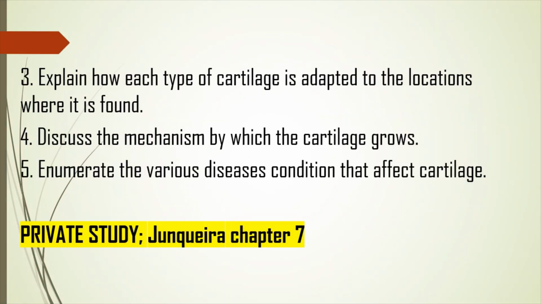connective tissue. Number 3, explain how each type of cartilage is adapted to the locations where it is found. And number 4, discuss the mechanism by which the cartilage grows. We already talked about this. The mechanism is appositional growth and interstitial growth. So look at those 2 types of growth and look at the mechanism by which they attain their growth. The 5th and last question is to enumerate the various diseases and conditions that affect cartilage.